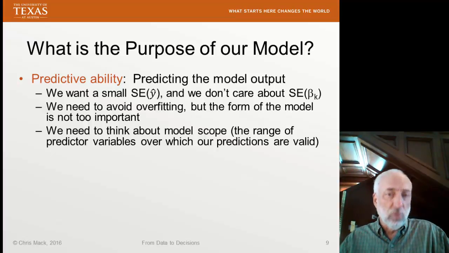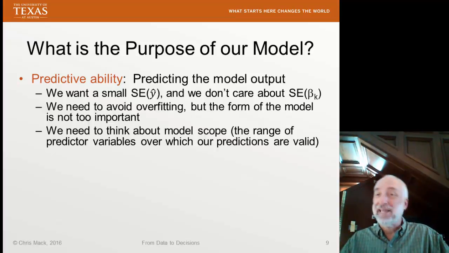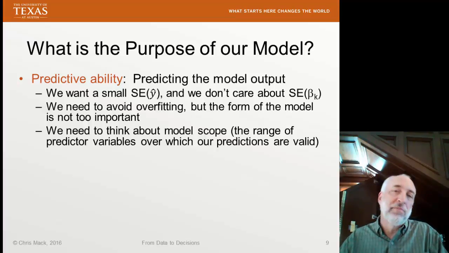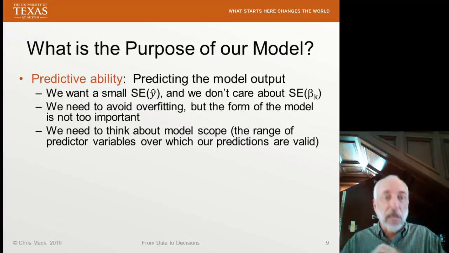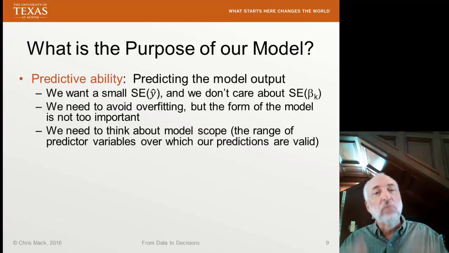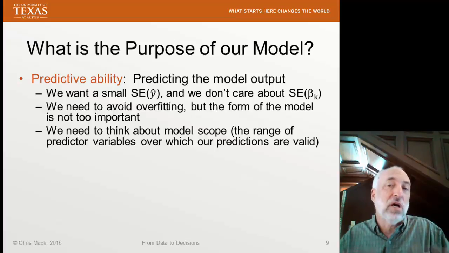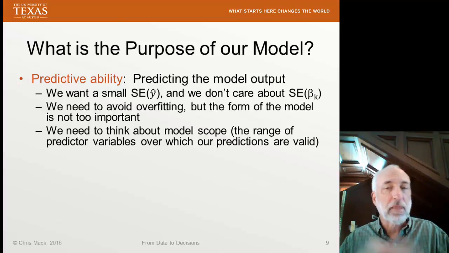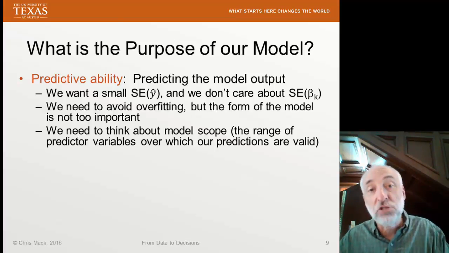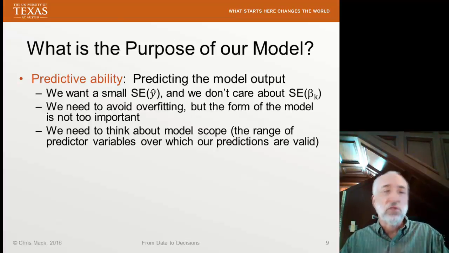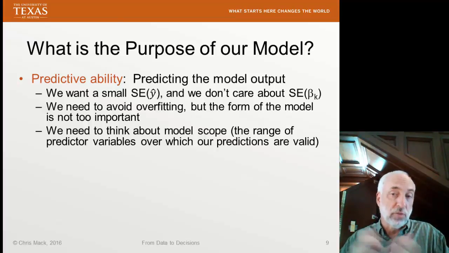What we want to avoid is overfitting. We don't want to fit the noise, but the form of the model is not that important to us. We need to think about model scope, and this is going to be true for all of our kinds of modeling. We don't want to try to predict y hat for a range of input variables that have not been used to generate that model. What is the range of predictive variables over which our predictions are valid? That's the model scope.